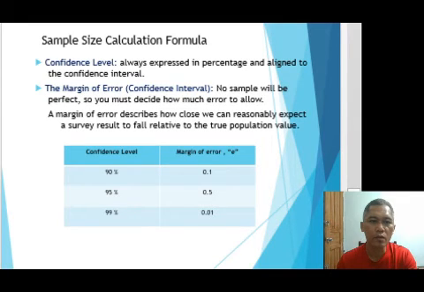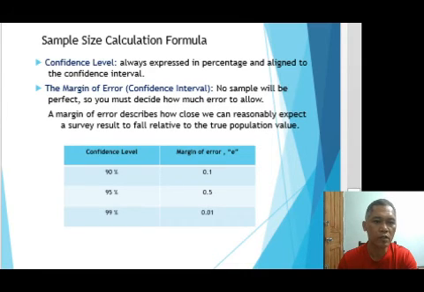For the sample size calculation formula, there are some considerations that we must know. There is this confidence level. This confidence level is always expressed in percentage and aligned to the confidence interval. For the margin of error or the confidence interval, it states that no sample will be perfect, so you must decide how much error is to allow. The margin of error describes how close we can reasonably expect a survey result to fall relative to the true population value. Here are the different levels.